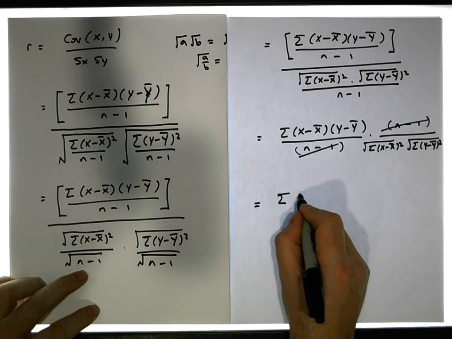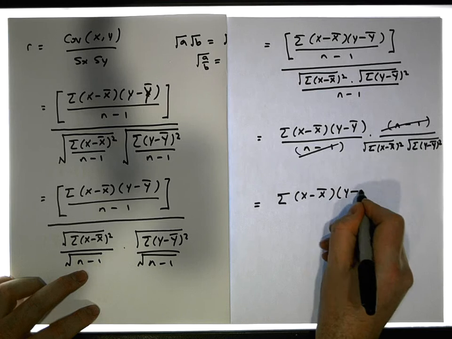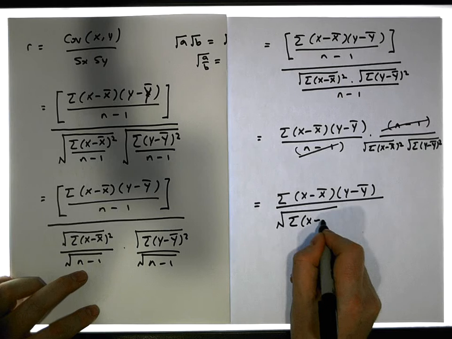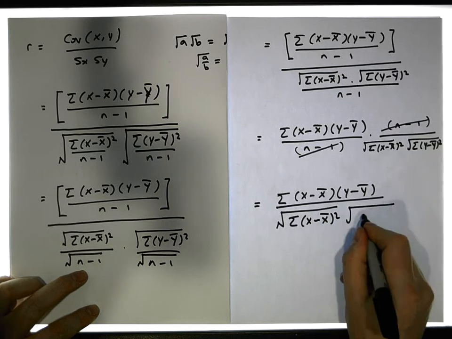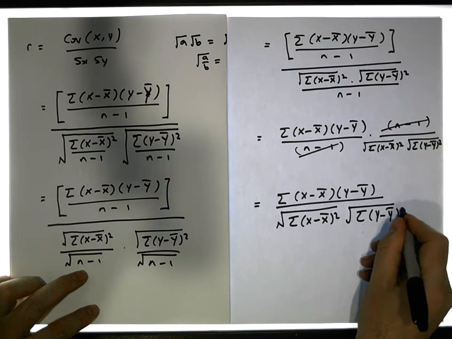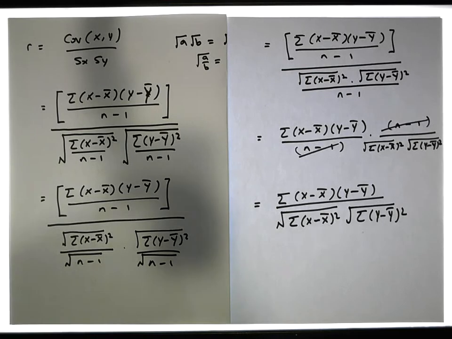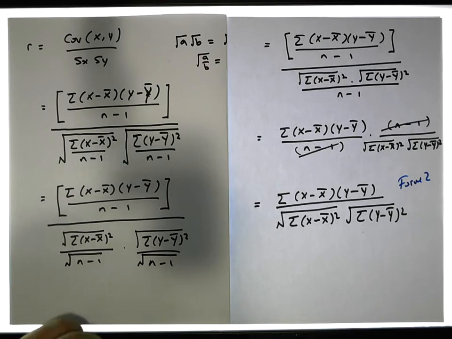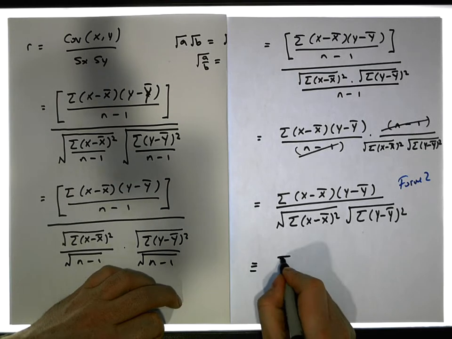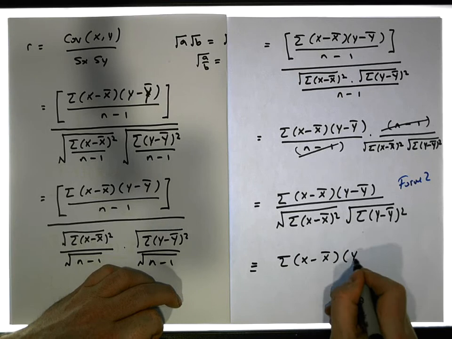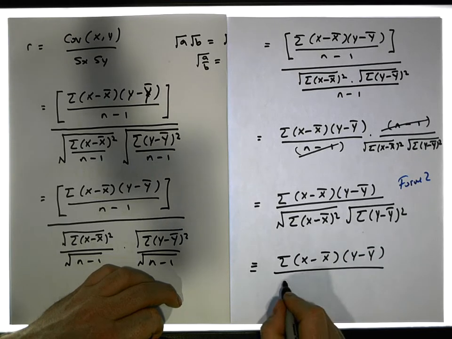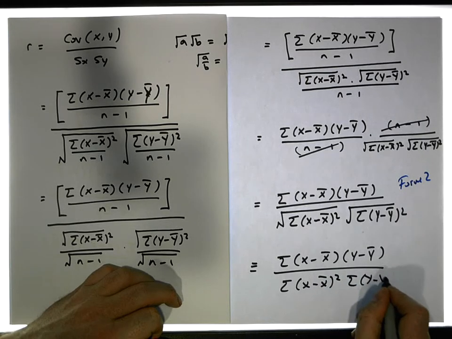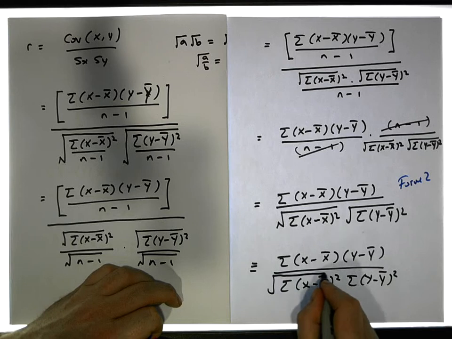which leaves us with form number 2: the sum of x minus x bar times y minus y bar, divided by the square root of the sum of the x minus x bar squareds times the square root of the sum of the y minus y bar squareds. That's form number 2 of the equation. I suppose we could also say form 2a is equivalent to the sum of x minus x bar times y minus y bar, divided by the square root of the sum of the x minus the x bar squareds times the sum of the y's minus the y bar squareds, the square root of all of that. So there's an alternative form there as well.